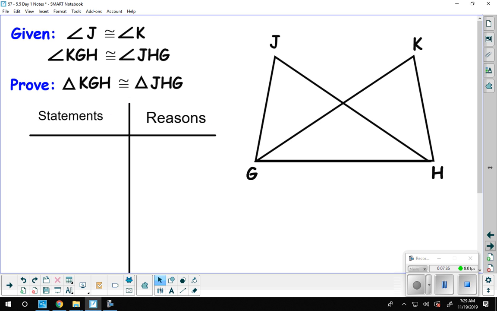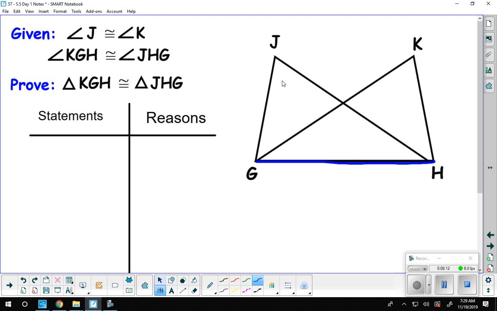We're going to do two examples where we have overlapping triangles. So these look a little bit different. So first, if you see overlapping triangles, you want to separate them. And when you separate them, you do not want to change the orientation of them. So what I mean by that, actually, let's identify what is overlapping in these two triangles. What's the exact same in both of them? And that would be side GH.